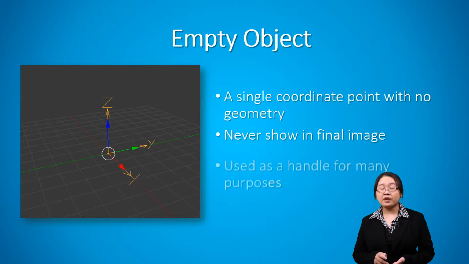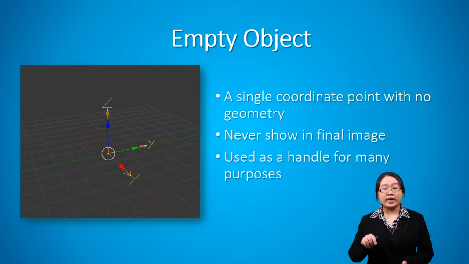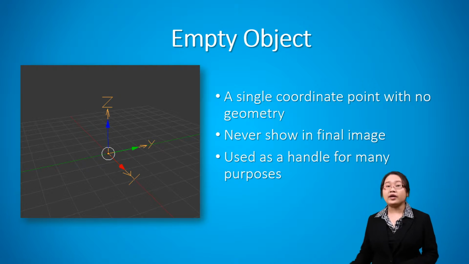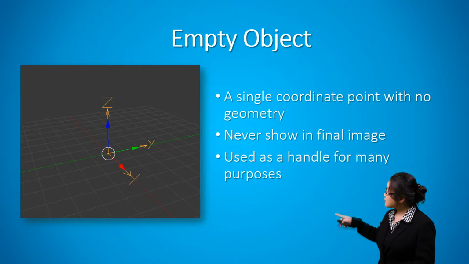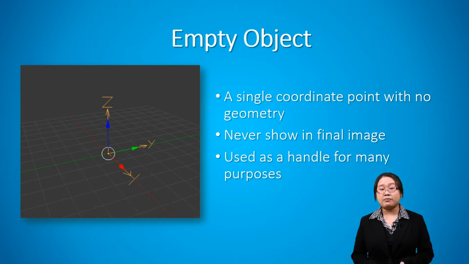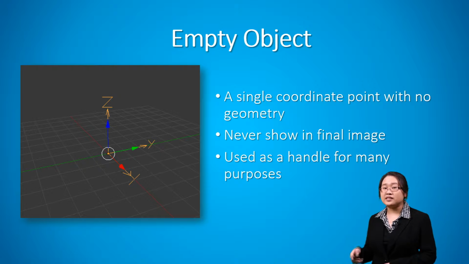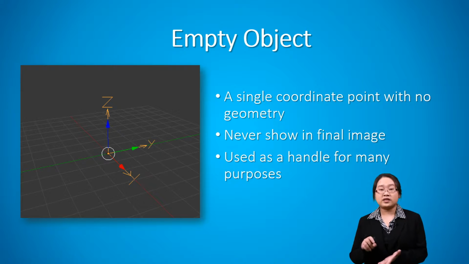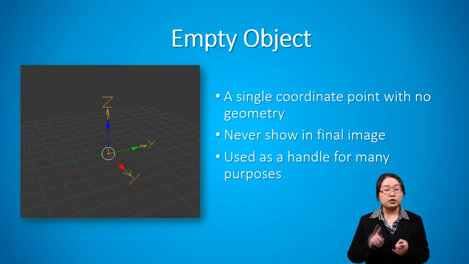The idea of the empty object is to keep a location in the 3D space, but you will keep only the location without keeping the mesh. It just means that in your final render or in your final animation, this axis will not appear. And we can use the empty object for multiple purposes because it not only keeps the location, it can also keep the rotation or scaling that you can apply to other objects within your scenes.